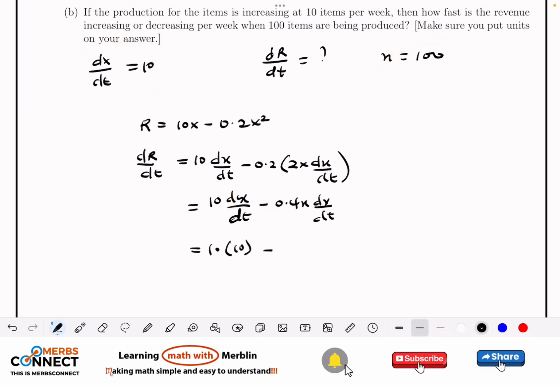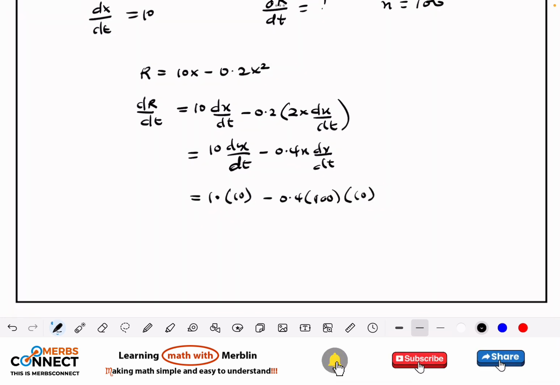So this is 10 times 10, minus 0.4 times 100 times 10. The change dx over dt is 10. So this is going to be 100 minus, when I multiply this, 0.4 is like 4 divided by 10, times 100 times 10. So 10 will cancel 10, and 4 times 100 gives us 400. So this is going to give us minus 300.